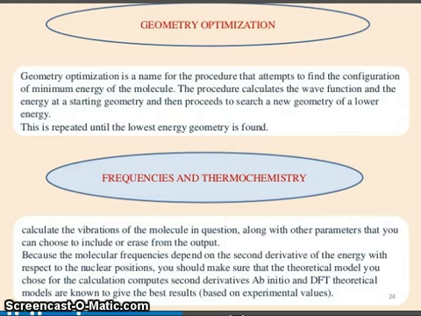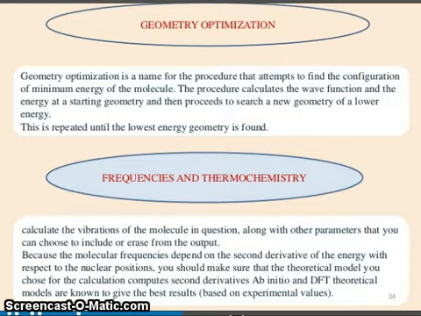Now, geometry optimization. Geometry optimization is the name for the procedure that attempts to find the configuration of minimum energy of the molecule. The procedure calculates the wave function and the energy at the starting geometry and then proceeds to search for a new geometry of lower energy. This is repeated until the lowest energy geometry is found.